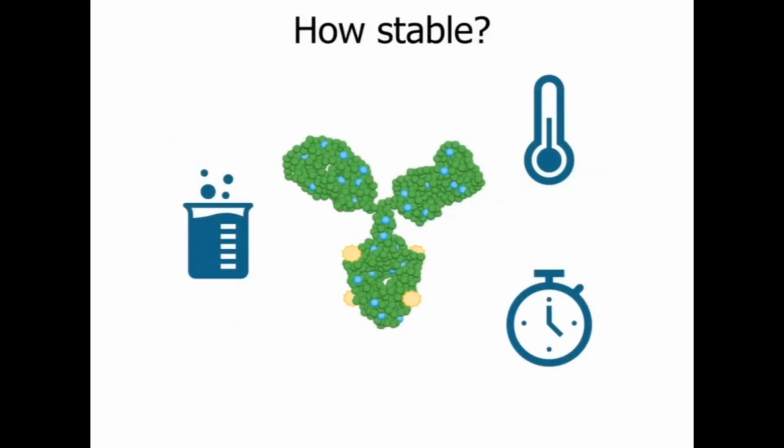Now, for the remainder of the talk, let's finally focus on stability of our ADC. How stable is it? How stable is it in a thermal gradient, or how stable is it over a longer period of time? We can also tackle this question from the other end. Is there something we can do? Is there a formulation we can improve on to keep our ADC happier longer?